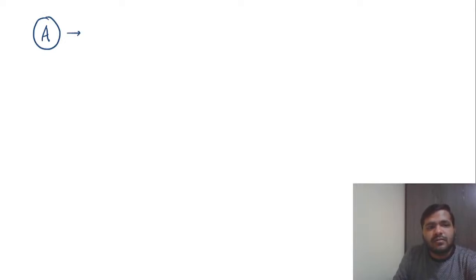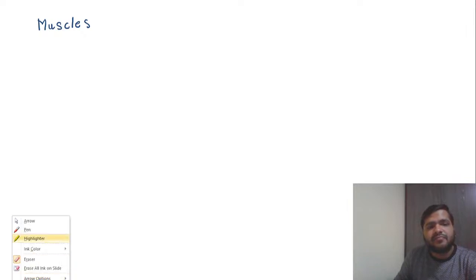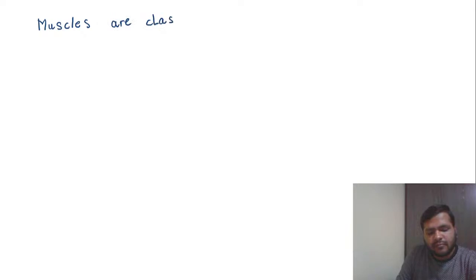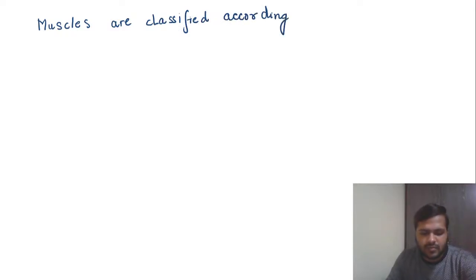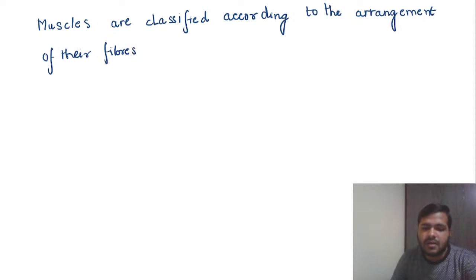Just before this, write down that muscles are classified according to the arrangement of their fibers into four main forms.